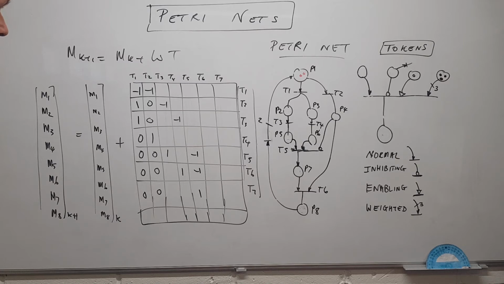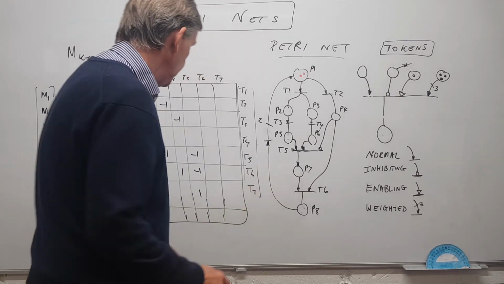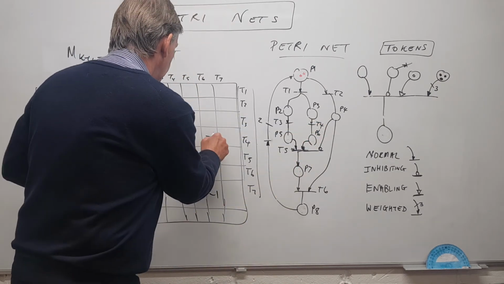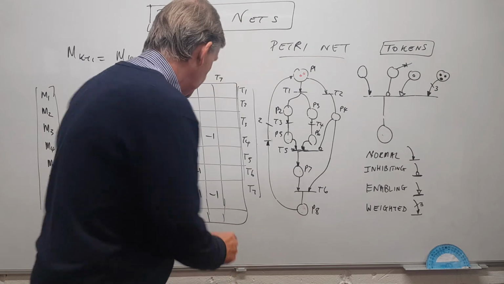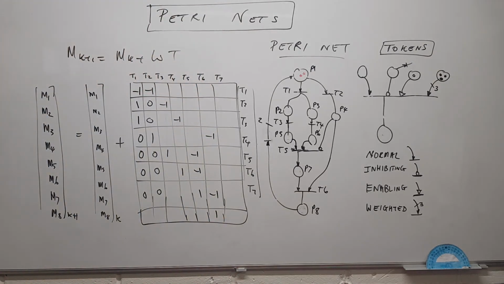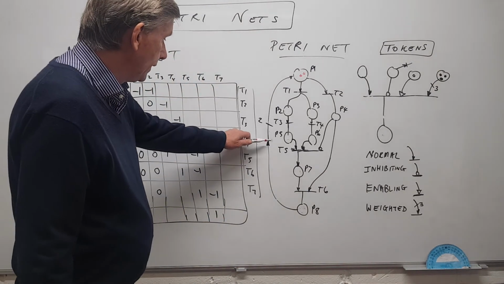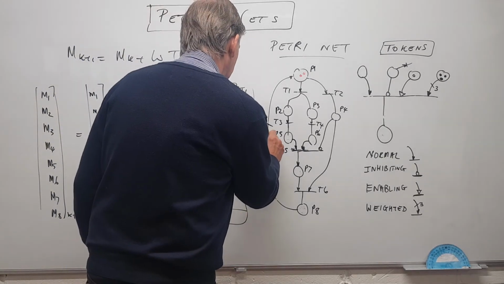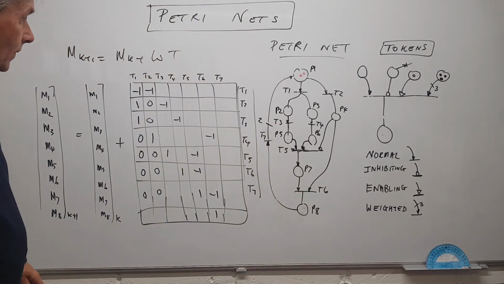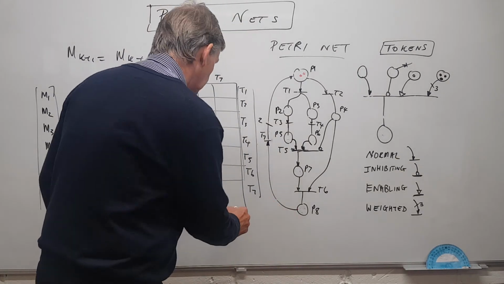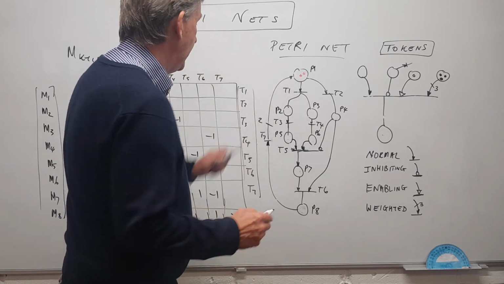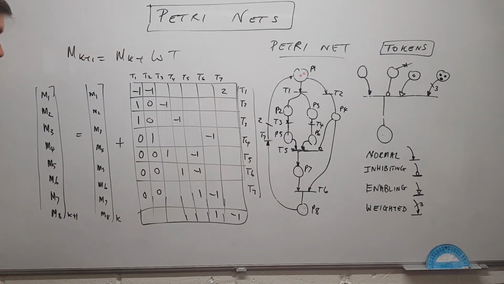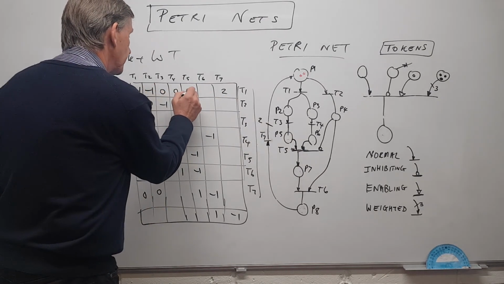If I fire T6, P7 loses a token, and P4 loses a token. But P8 gains a token, so that's why I need that extra box down there. And finally, T7, which is the last one now. P8 loses a token, but P1 now gains 2 tokens, because it's a weighted arc here, a 2. Then I put noughts everywhere else.